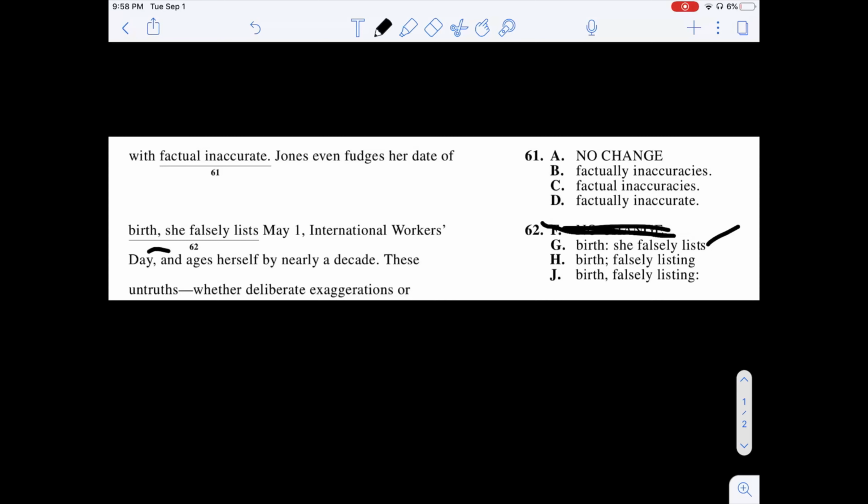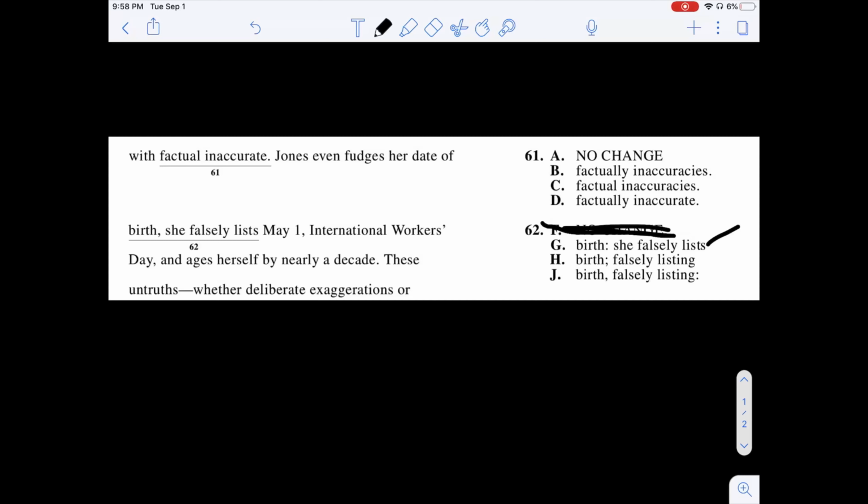H, we have the semicolon, but it also deletes this she right here. That she is very important to the second independent clause because that's the subject of the second independent clause. And if I take away the subject, now that clause is no longer independent. That couldn't stand on its own. If I read, falsely lists May 1st, International Workers' Day, and ages herself by nearly a decade, that is no longer its own sentence. That couldn't stand on its own. But if we had, she falsely lists May 1st and ages herself by nearly a decade, now we can have that own independent clause.